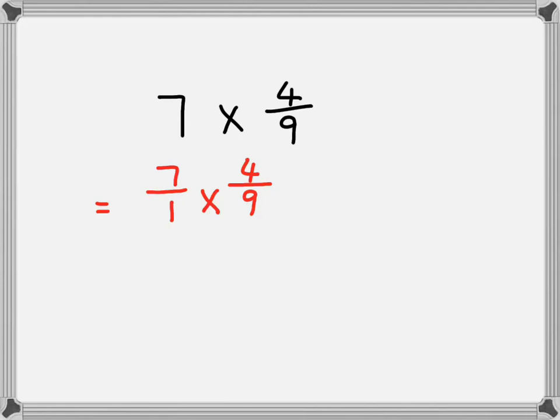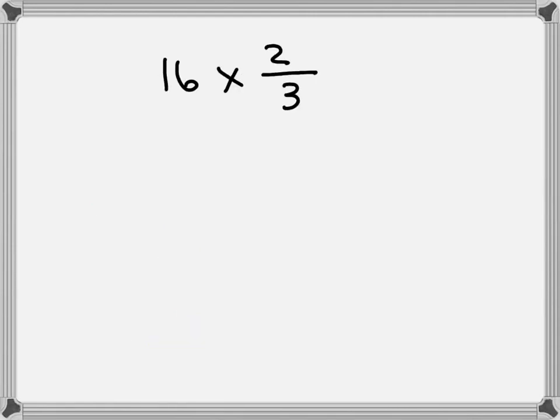So let us do it now. 7 times 4 is equal to 28. 1 times 9 is equal to 9. It's an improper fraction, which we're going to change into a mixed number. 9 goes into 28 3 times with 1 remainder over 9, because 9 times 3 is 27. So 3 and 1/9. Next one.